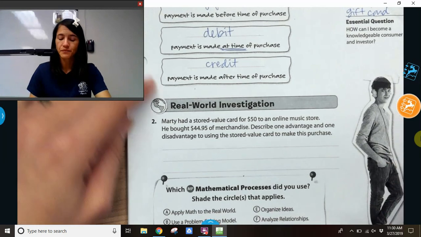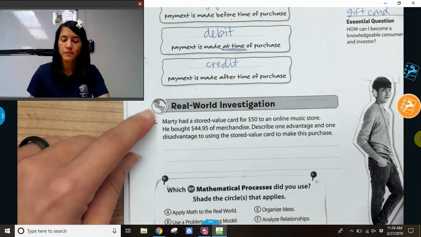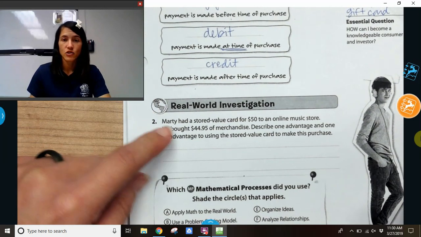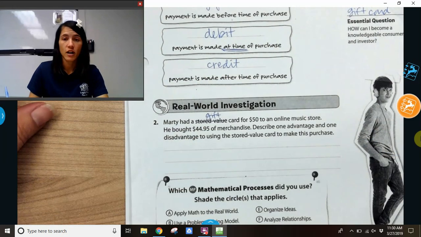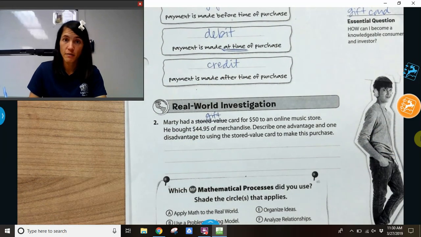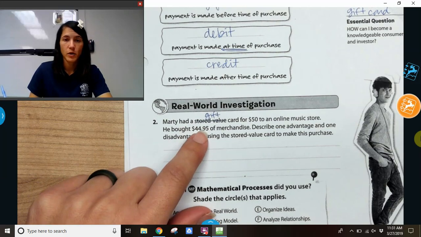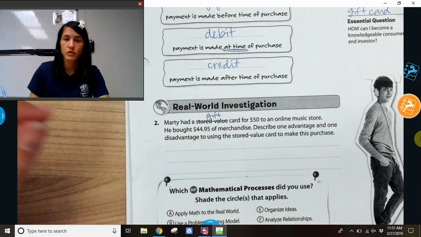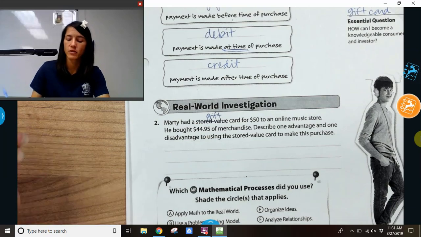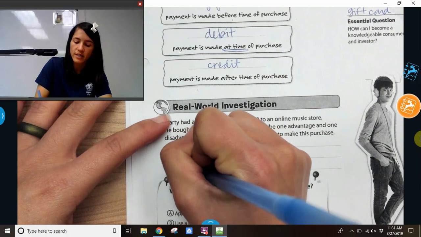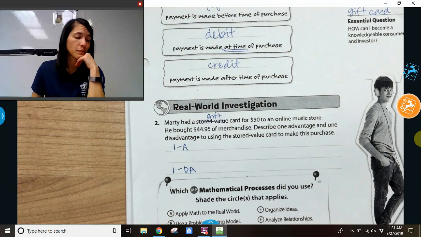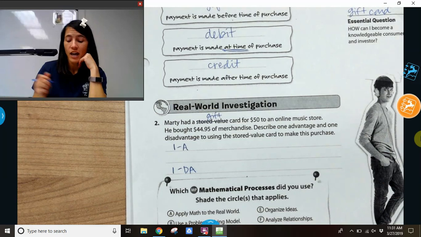So down at the bottom, real world investigation. Marty had a store value card, so Marty had a gift card for $50 to an online music store. He bought $44.95 of merchandise. Describe one advantage and one disadvantage to using the store value card to make this purchase. So we're just going to organize it like that. One advantage and one disadvantage.